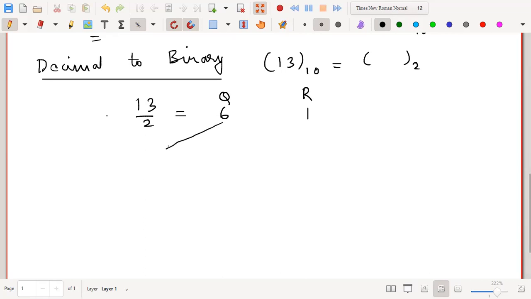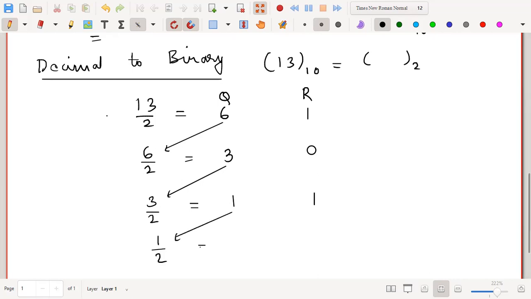Then again this 6 will come down here. You will keep on dividing this by 2. Then what would you get here? Quotient you will get 3, and you will get a remainder of 0. Now again this 3 will come down here. 3 divided by 2, 2 into 1 is 2, and then 1 is the remainder. Then what do you have here? 1 divided by 2. Now this is actually 0 because you cannot divide 1 by 2. So the remainder is 1.